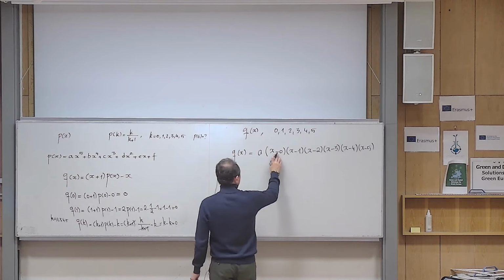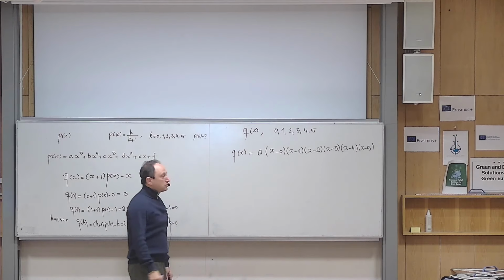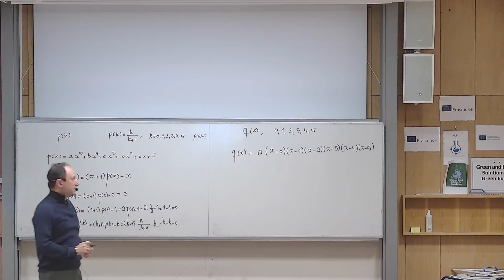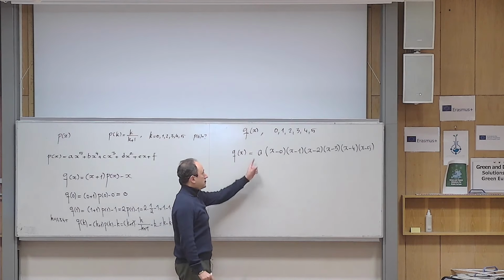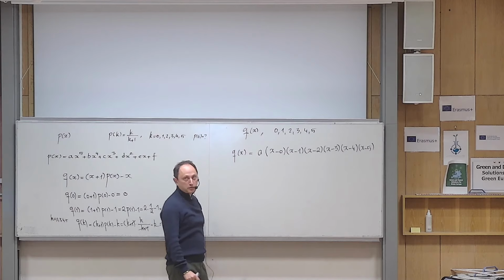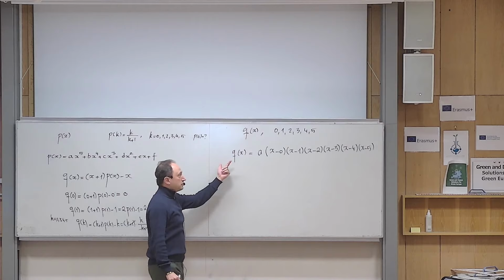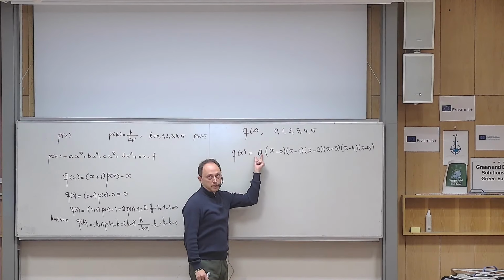Of course you don't need to write x minus 0 because that's just x. So if I ask you, do I know my polynomial q of x? I would say not 100%, because a is still missing. Except for that one, I know everything about my polynomial. So I need another piece of information to help me fine-tune this a. How can I find that?